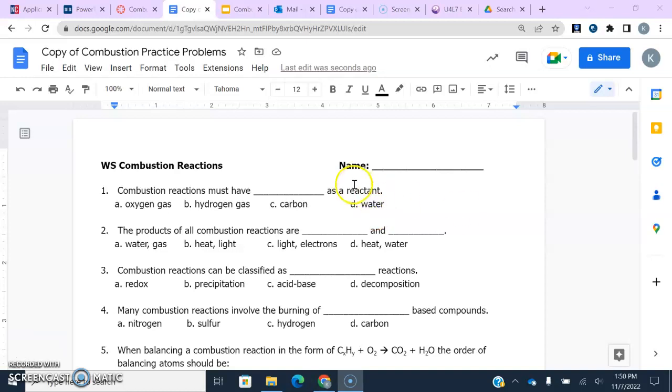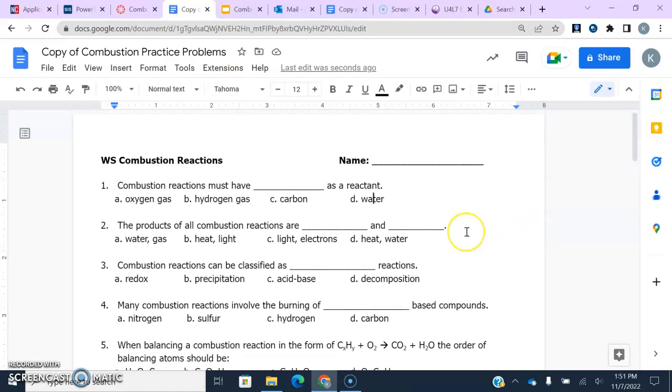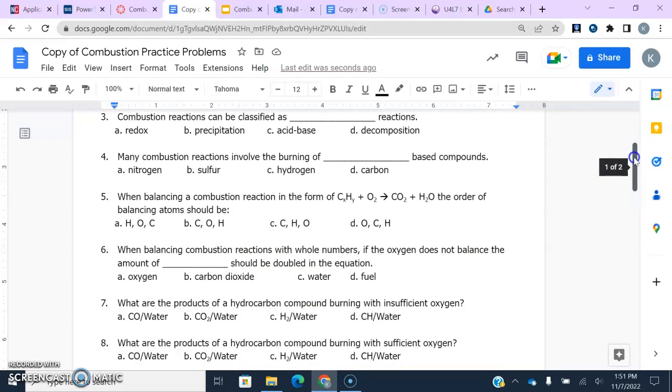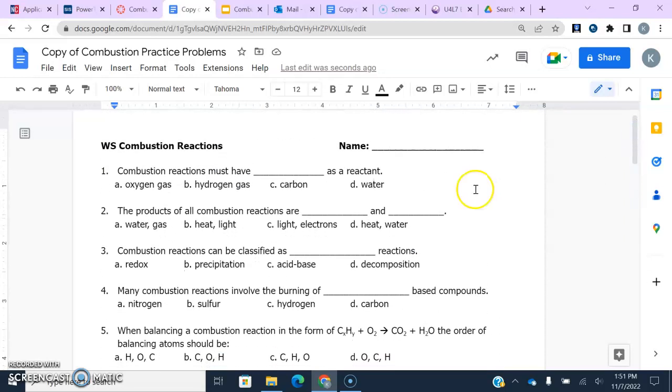Hey guys, I just wanted to talk about this assignment really quickly. So there are two parts to this. There's a multiple choice part, and then at the bottom you guys are going to create your combustion reactions and then balance them. So for 1 through 9, all of the answers to these questions can be found directly in today's lesson. So in your slides, in your lesson video, they are all there.